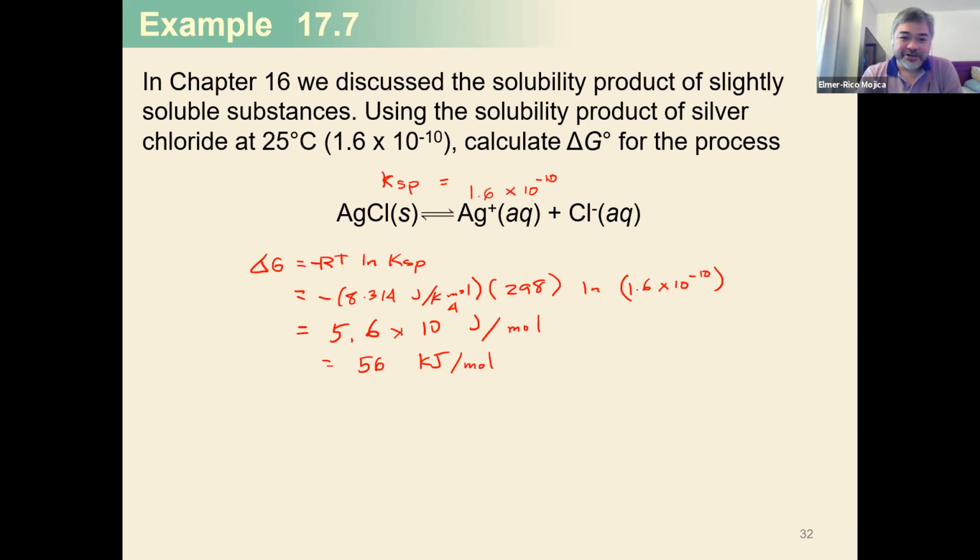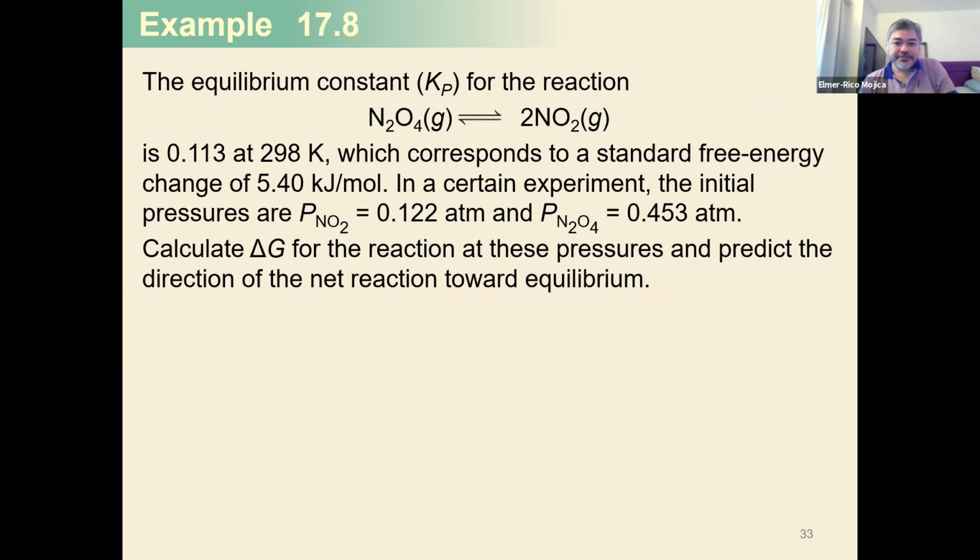Okay? Now, how about the other one? This one. Try to solve it. So it says here the equilibrium constant for the reaction N2O4 producing 2NO2 is 0.13 at 298 Kelvin, which corresponds to a standard free energy of 5.40 kilojoules per mole. So in a certain experiment, the initial pressures are pressure of NO2 0.122 and pressure of N2O4 as 0.453 atmosphere. So calculate the delta G for the reaction at this pressure and predict the net reaction of the equilibrium.